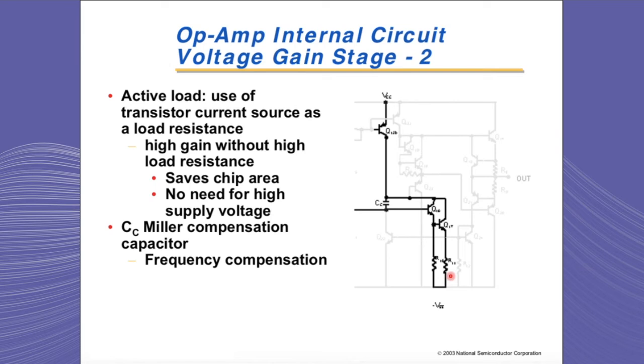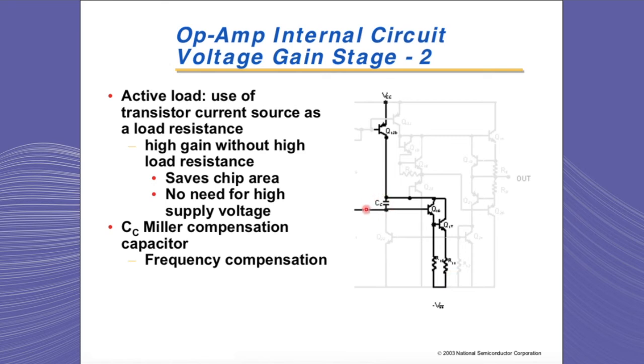One concept that is repeatedly used in op-amp circuits is active load. Active load is when a transistor current source is used as a load resistance. This way, you can achieve very high gains without the actual need for high resistors, and this helps us by saving chip area. Also, having a large value resistor would require a large supply voltage source. By using an active load, we no longer need to have the high supply voltage. An example of this active load is the load on the collector of Q17.